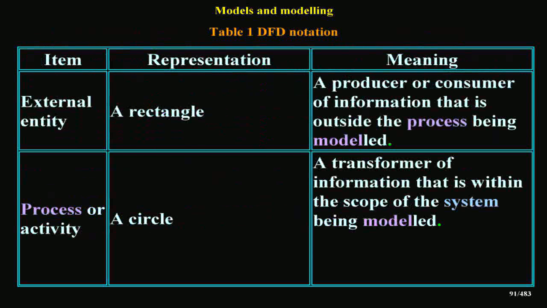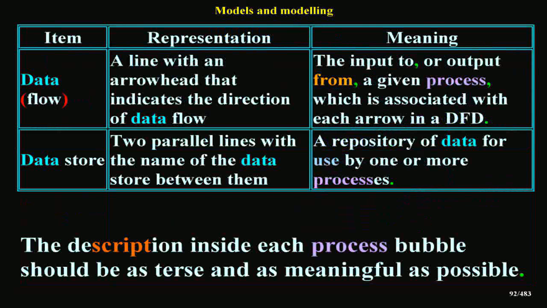Table 1: DFD notation. Item, representation, meaning. External entity: a rectangle, a producer or consumer of information that is outside the process being modeled. Process or activity: a circle, a transformer of information that is within the scope of the system being modeled. Data flow: a line with an arrowhead that indicates the direction of data flow, the input to, or output from, a given process, which is associated with each arrow in a DFD. Data store: two parallel lines with the name of the data store between them, a repository of data for use by one or more processes.